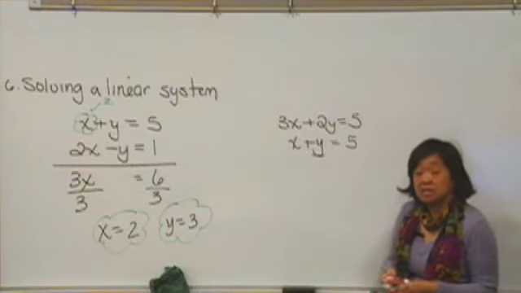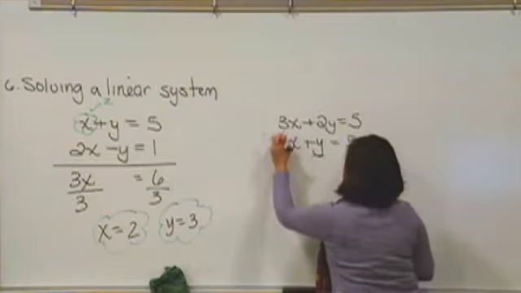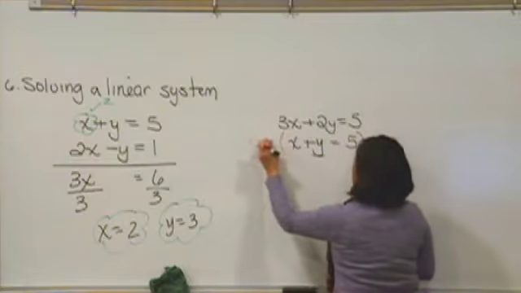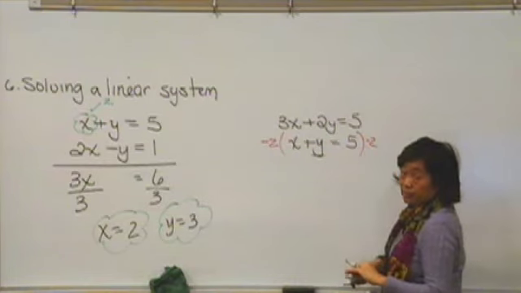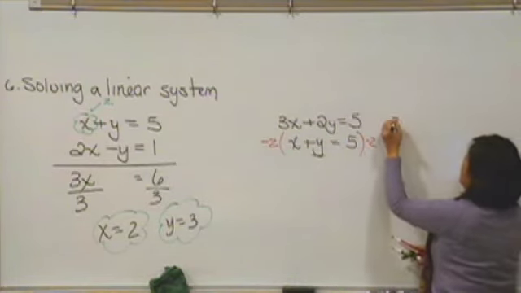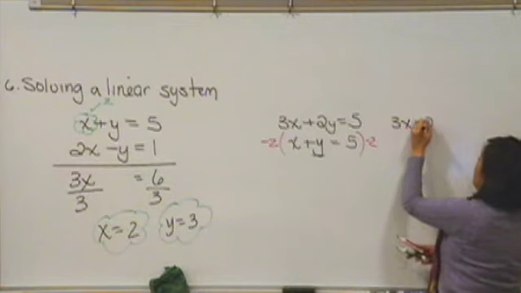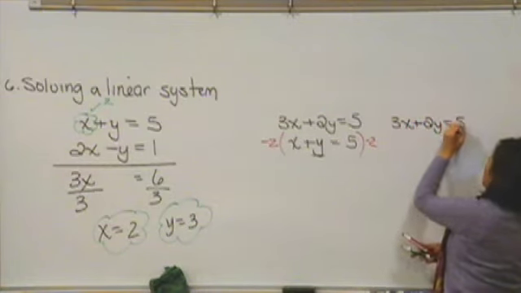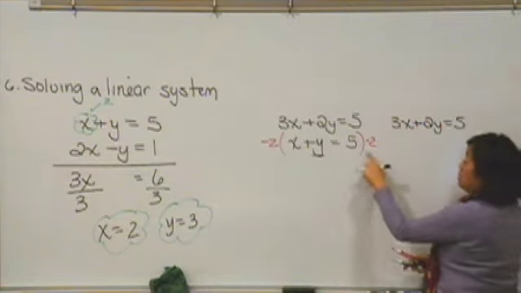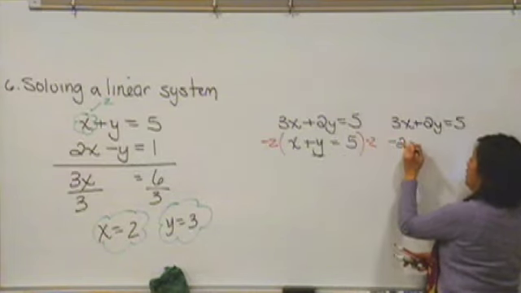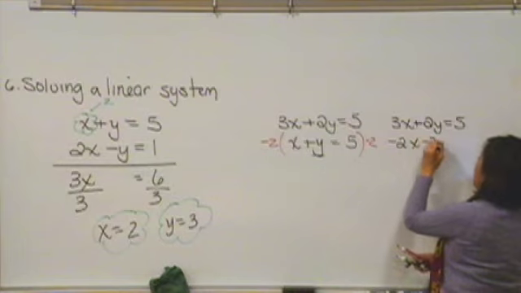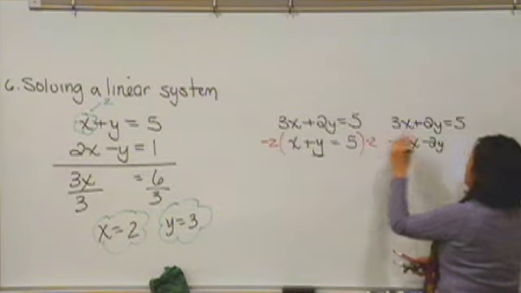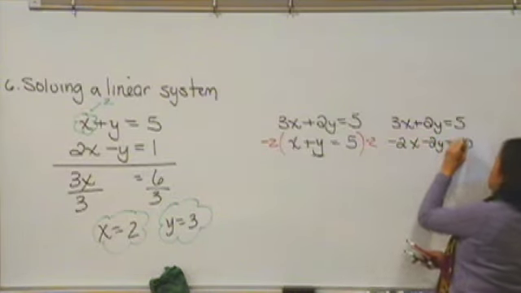So in order to get that to be a negative 2, I'm going to take this entire second equation, and I'm going to multiply both sides of this equation by negative 2. So let's see what happens. The top equation I'm not going to touch. It's fine the way it is. And on the bottom equation, when I multiply by negative 2, I'll have negative 2x. Negative 2 times y is negative 2y. Negative 2 times 10 is negative 10.